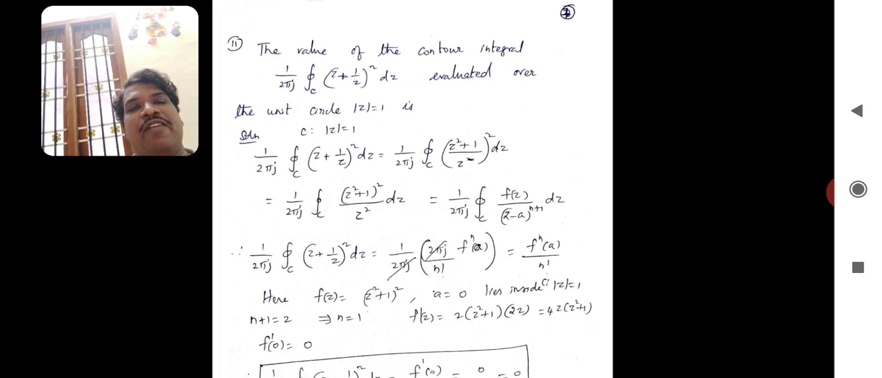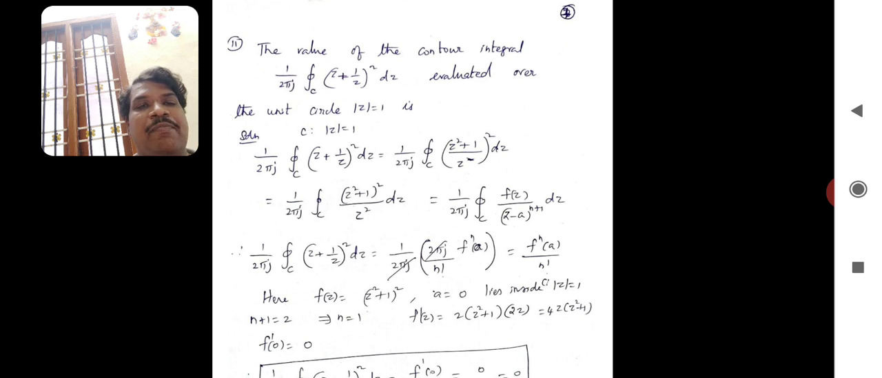Now you look at the denominator carefully. It is having power 2, and to find the poles or singular points we are going to equate the denominator to 0. So z square equal to 0 gives me z equal to 0, 0. So z equal to 0 is a singular point and it is repeated 2 times. So therefore I want to apply Cauchy's integral formula for derivative. We can compare the given integration with Cauchy's integral formula for derivative, which is 1 by 2 pi j integration over C, f of z by z minus a whole power n plus 1 into dz.